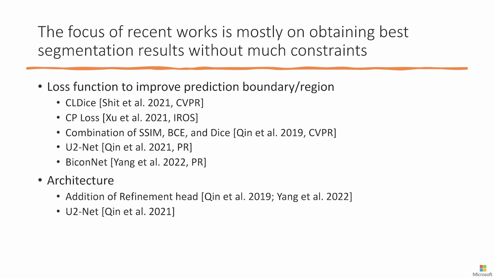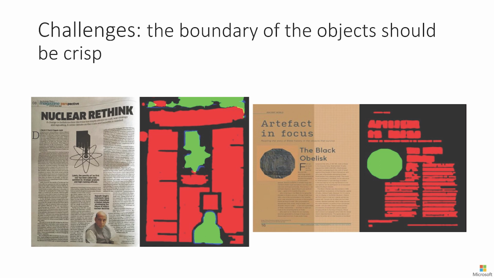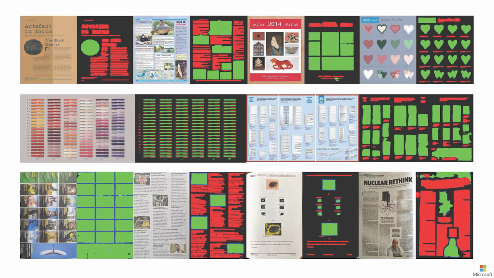Some of the directions of exploration have been different kinds of loss functions to predict the image boundary very crisply. That is a very important problem here. We don't want a figure which is extracted with a lot of background boundary, right? Different architectures have also been explored here. And again, we need a very crisp extraction. There can be many different varieties of documents, and it should work on a large variety of documents.